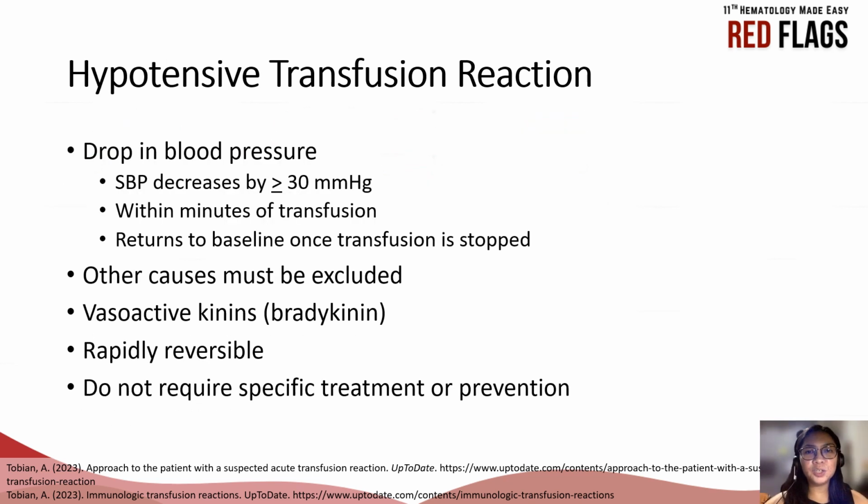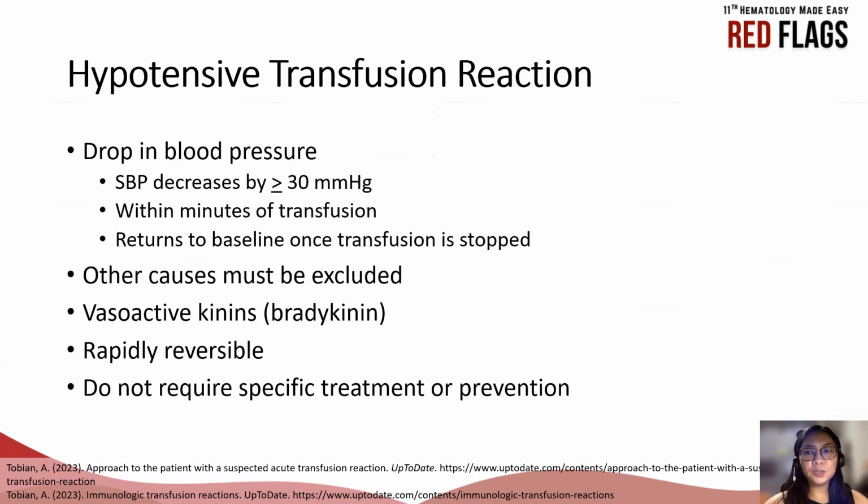The next transfusion reaction are hypotensive transfusion reactions. They are characterized by a drop in blood pressure without other causes of hypotension. Systolic blood pressure decreases by 30 mm mercury or more and may fall to less than 80 mm mercury within minutes of onset of transfusion and returns to baseline once the transfusion is stopped.